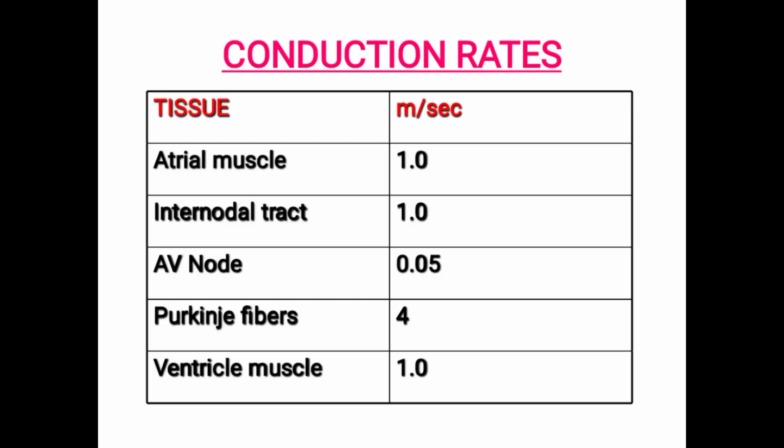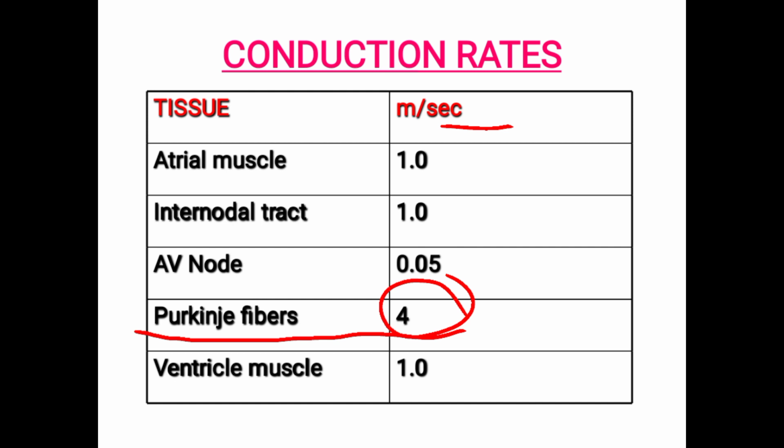Before that, I will tell one thing: the conduction rate. Conduction means the impulses going from one part to the next part, and that speed you have to see. Through the Purkinje fibers the impulses go very fast. It is called the fastest conducting rate. That means per second the impulse travels 4 meters in the Purkinje fibers, which is very high.